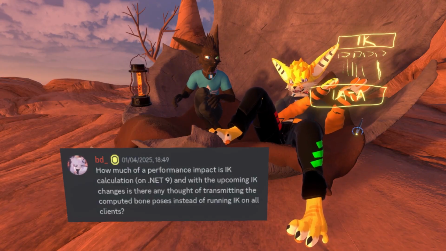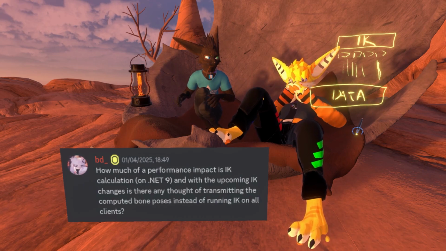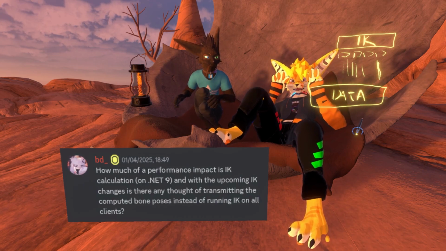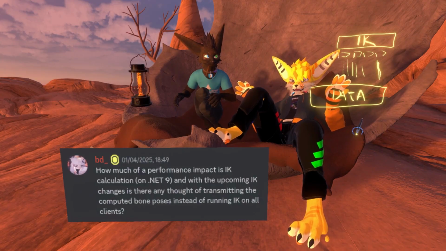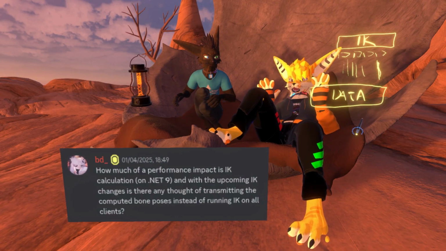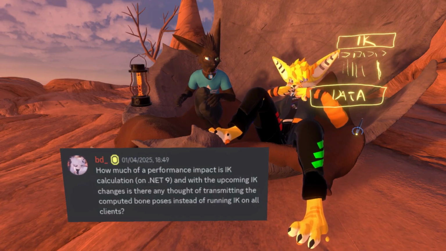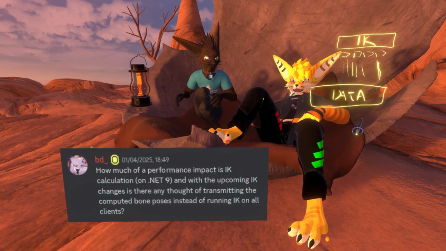That needs some data model changes. But just by switching to .9, that code runs way faster. It's able to generate much better machine code, so that just bumps up the performance. But there are a lot of things that we can still do to improve the performance and make it so you can just compute the IK locally.